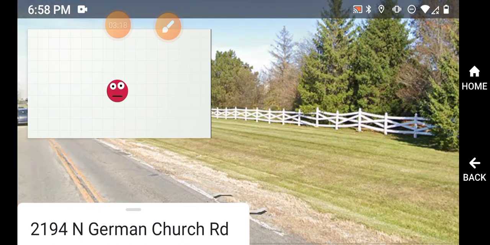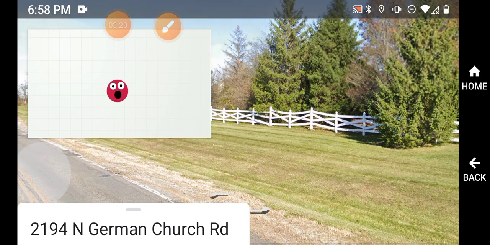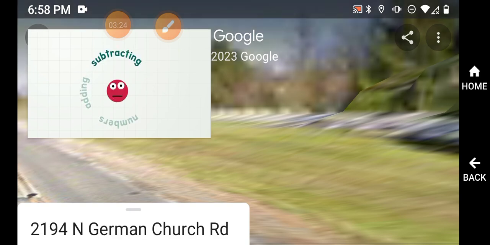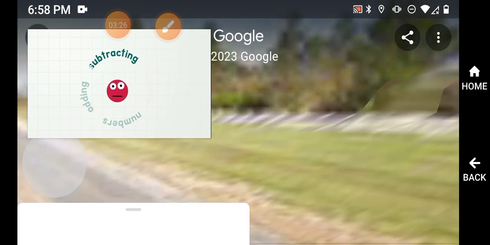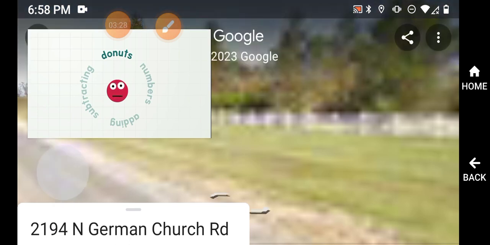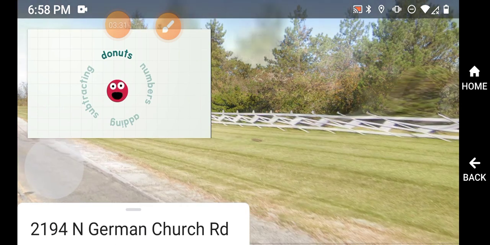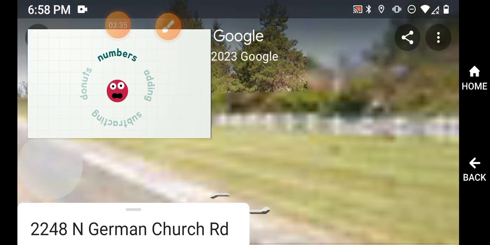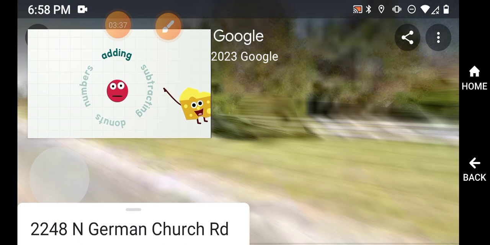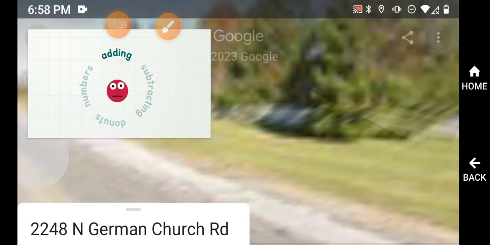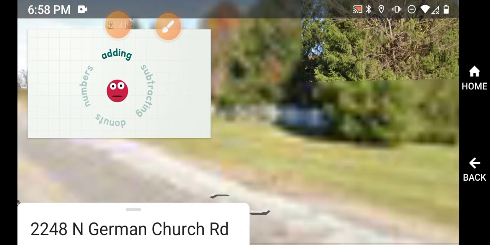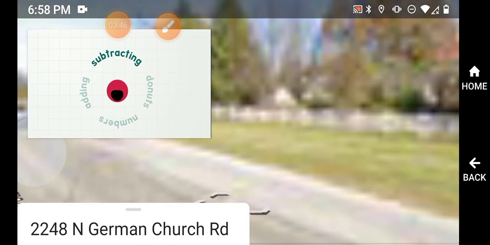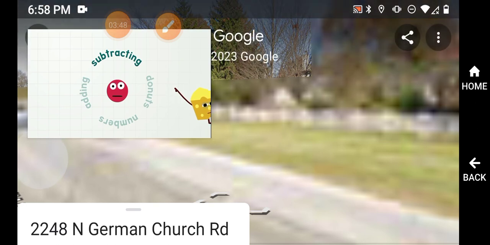Oh, hi, everybody. Today, I'm going to talk to you about numbers and adding and subtracting numbers and maybe even donuts. Oh, I really like donuts. So, we all know that numbers can be joined together to make bigger numbers. We call this adding. Adding! And we also know that we can take away numbers from bigger numbers to make smaller numbers. We call this subtracting. Subtracting!